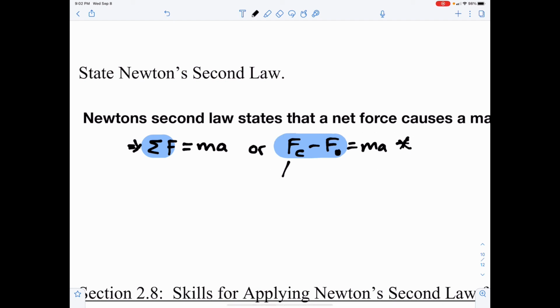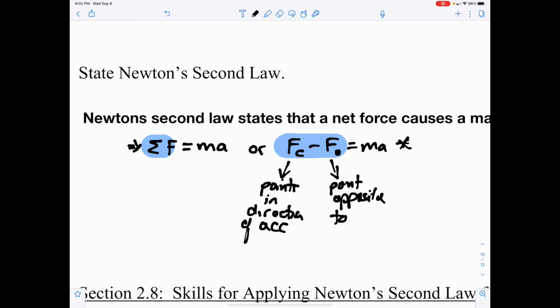Causing force points in the direction of acceleration. Opposing force points opposite to the acceleration.